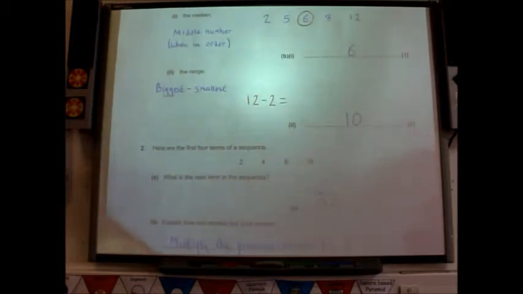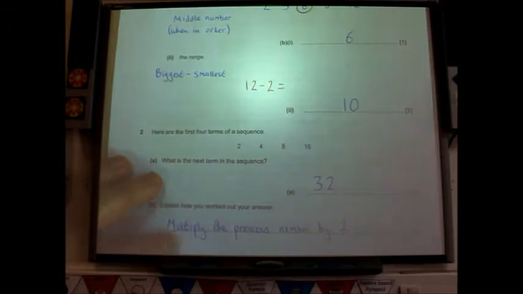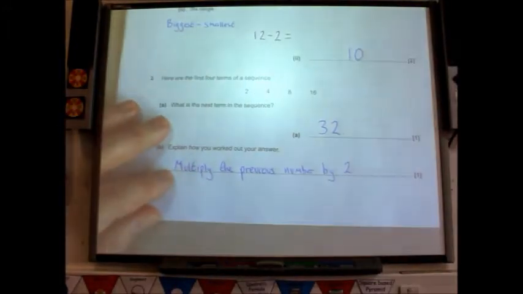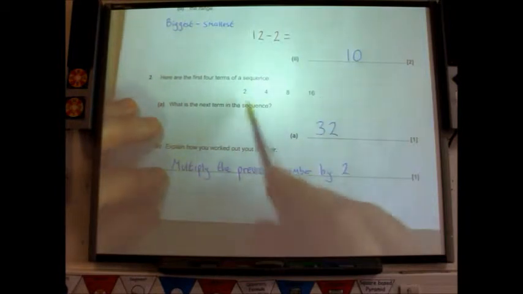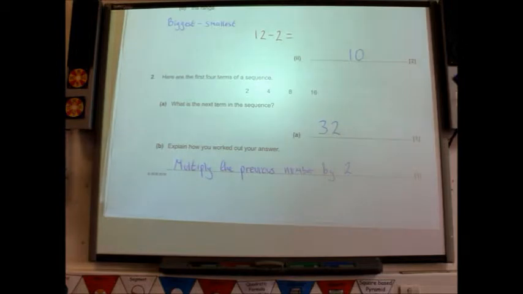Here are the first 4 terms of a sequence. What is the next term in the sequence? For this one here, it's not that tricky, but you've got to spot that it is doubling each time. So double that, double that, double that, so double that, and you get 32.